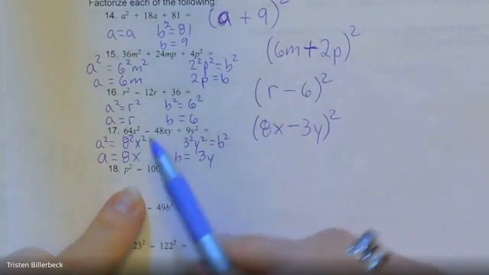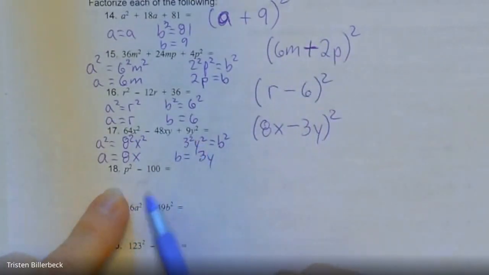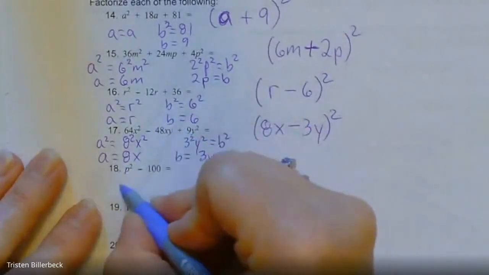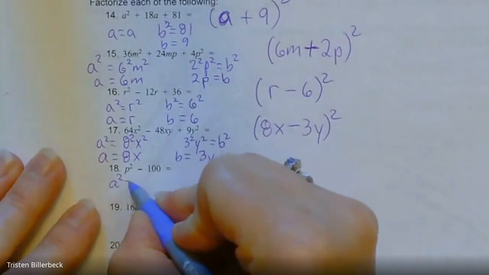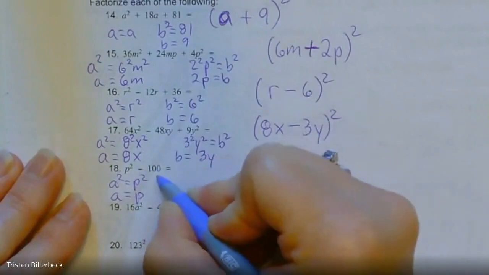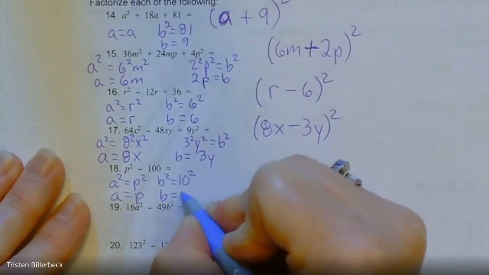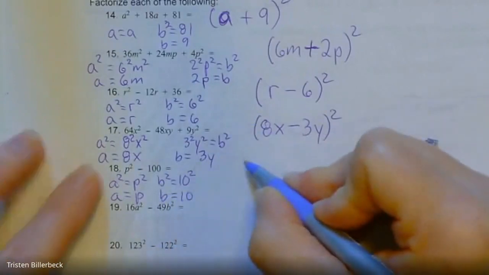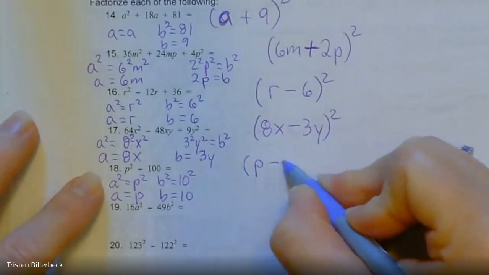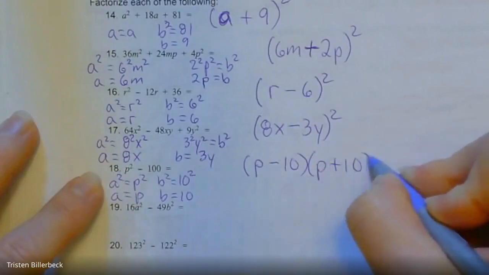Okay, now we don't have a perfect square trinomial, but we do have this. So we have a squared equals p squared, so a equals p. B squared equals 10 squared, so b equals 10. So with the difference of squares, we alternate our signs. So it's p minus 10, p plus 10.